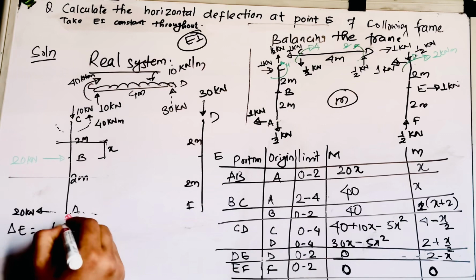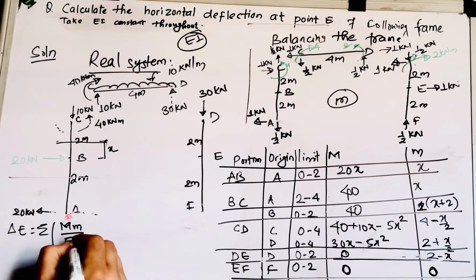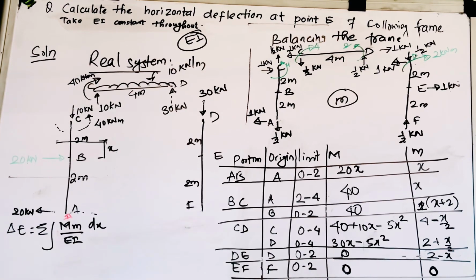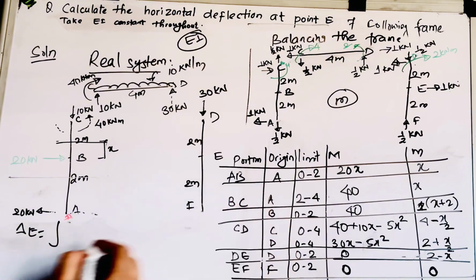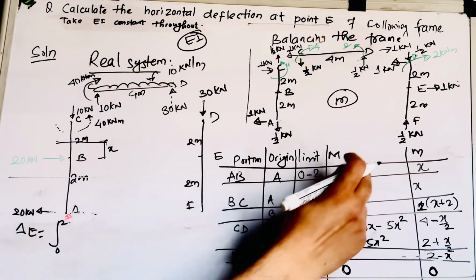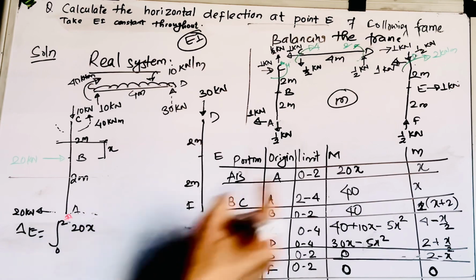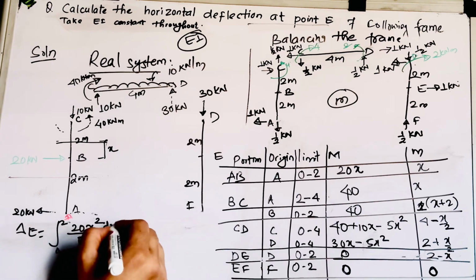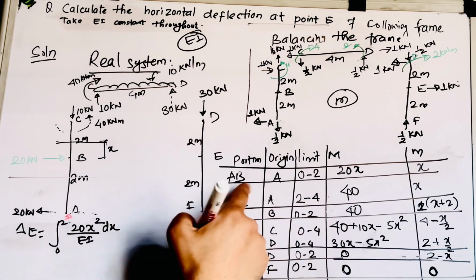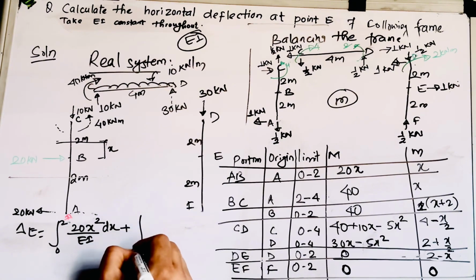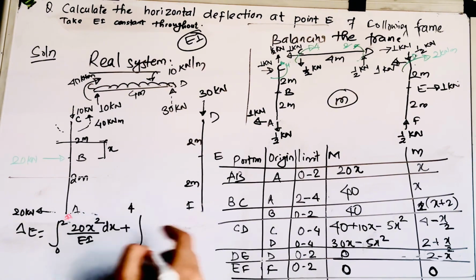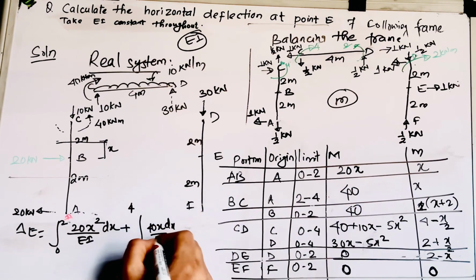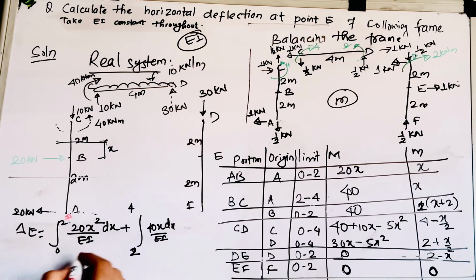Okay. Now the deflection at point E in this case will be, look, write the formula: summation of M m by EI dx. Integration from 0 to 2, first is your 20x into x, that is 20x square by EI, EI is constant here, dx. So I consider A as origin first, plus 0 to 2, this is 40x dx by EI.